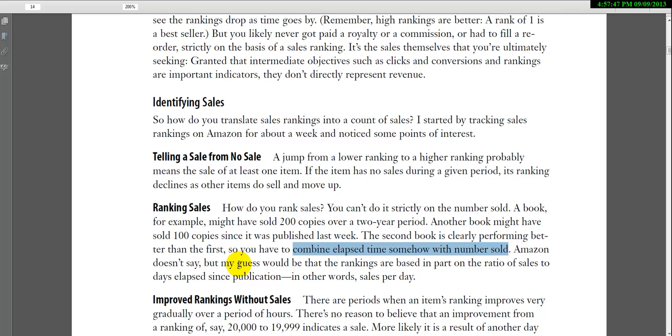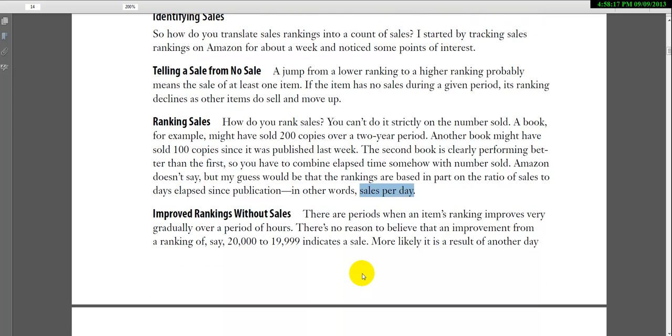Amazon doesn't say, but my guess would be that rankings are based in part on the ratio of sales to days elapsed since publication. In other words, sales per day. Well, that makes sense, right? Probably something like sales per day is included in the way that Amazon ranks. So we don't know how Amazon ranks this book versus that book. We don't see it. We can't find out. We can't know for sure. But he's guessing that they're including sales per day.